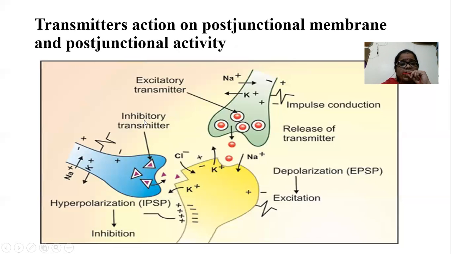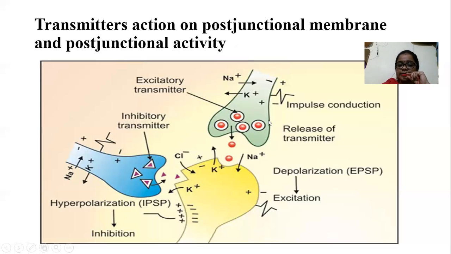Next, in case the presynaptic neuron releases an inhibitory neurotransmitter, what will happen? That inhibitory neurotransmitter will bind with receptors. The receptor is present on the postsynaptic neuron. Then what will happen? It may lead to hyperpolarization. Why? Because it increases the permeability of anions.